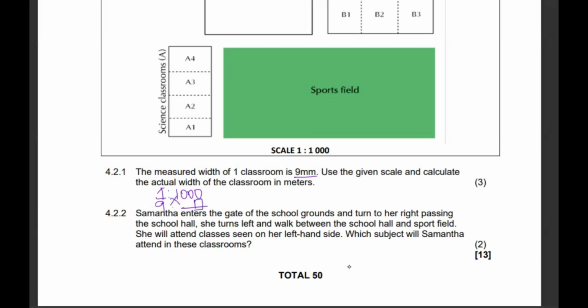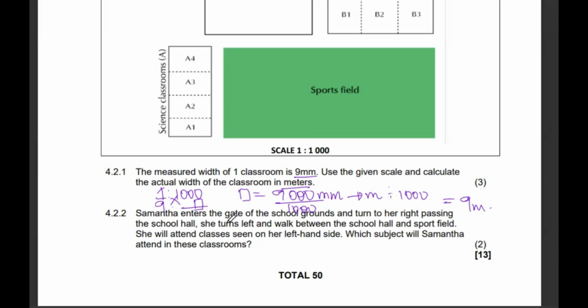Simply, we cross multiply. The empty box will equal 9 times 1,000. But these are millimeters, and we want the answer in meters. Millimeters to meters, we divide by 1,000. So this divided by 1,000, and the final answer becomes 9 meters.